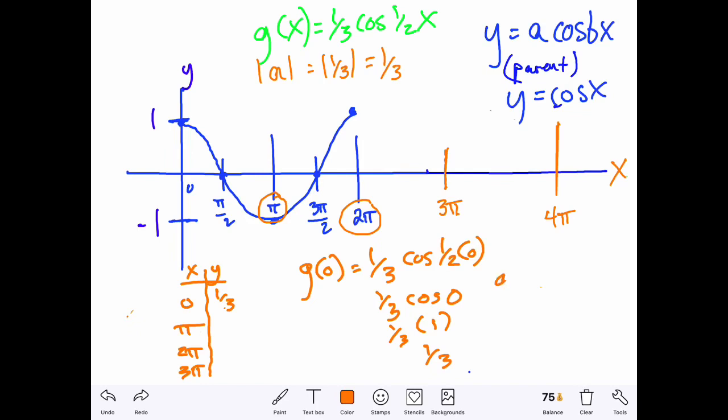Okay, let's maybe do g of pi. Well, what's 1/2 of pi? Pi halves. Well, what's the cosine of pi halves? Well, when I think up to a 90, what's my x value at 90, or pi halves? Well, that would be 0, then times 1/3, 0. So knowledge of that unit circle is going to make this process go a lot smoother.